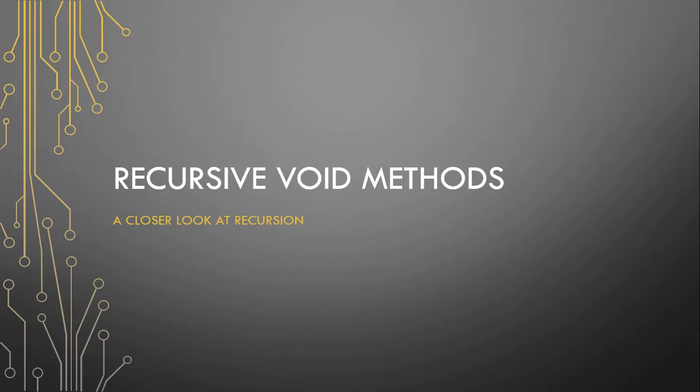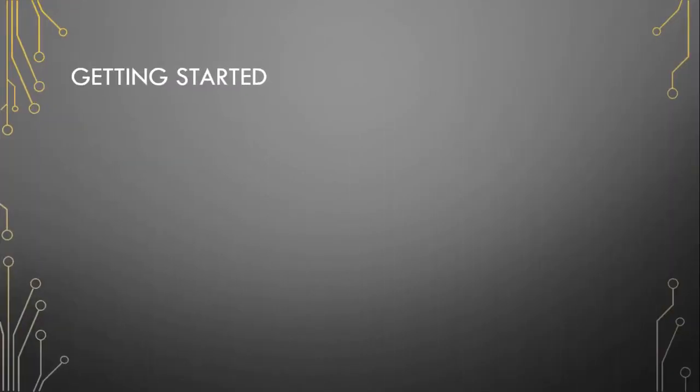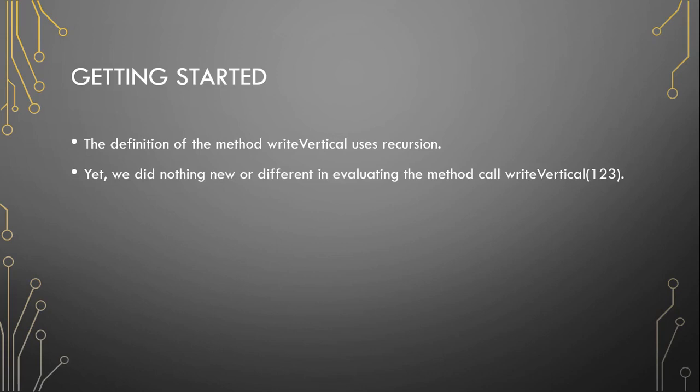And welcome back, students. As we jump into our next lesson on recursion, let's take a closer look at recursion today so we can expand upon what we learned last time. So, getting started. The definition of right vertical, if you recall, uses recursion. Yet, when we looked at that definition, we did nothing new or different in evaluating the method call for right vertical 1, 2, 3. We treated it just like any of the method calls we saw in previous units.